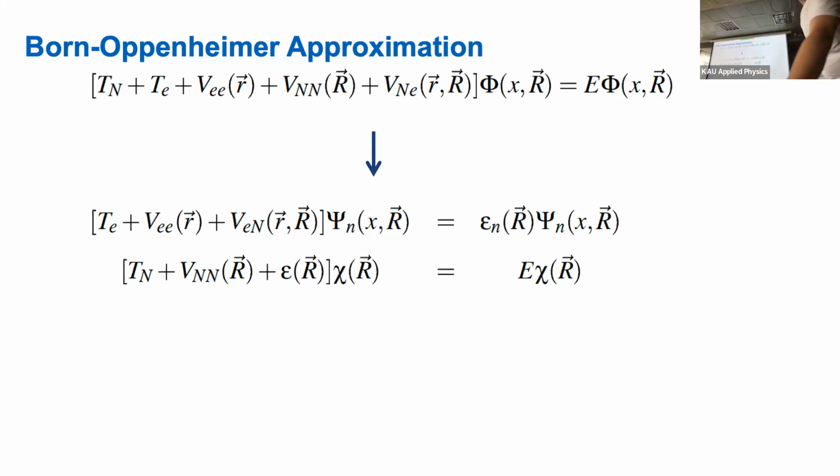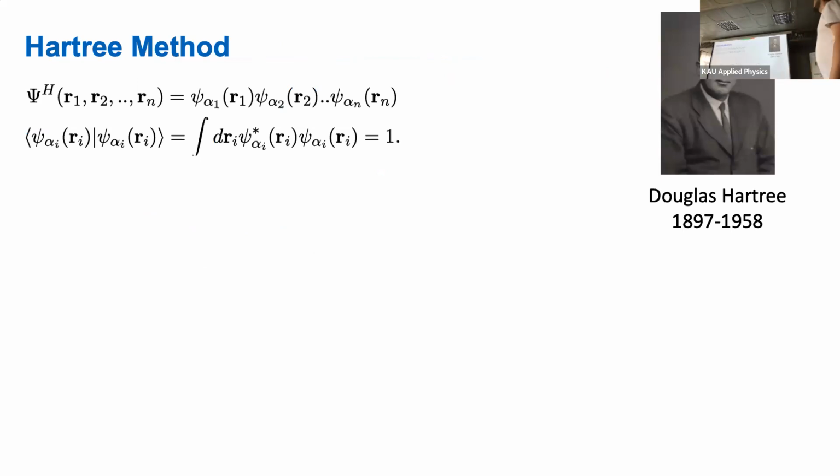And it's simpler than the original Schrödinger equation. And then we will take this Born-Oppenheimer approximation, and we will take this part, not this part, but this part, and we will simplify it much more. And this simplification was made by Douglas Hartree.